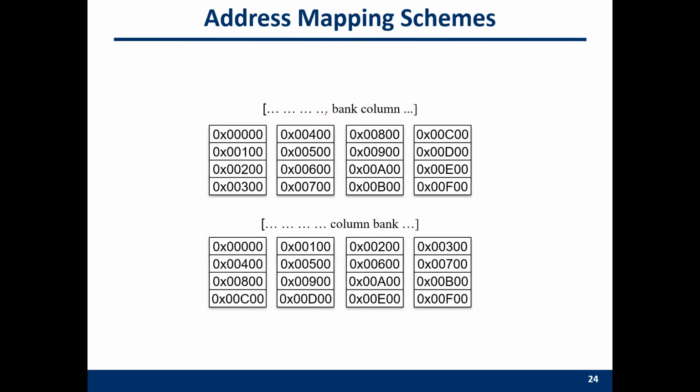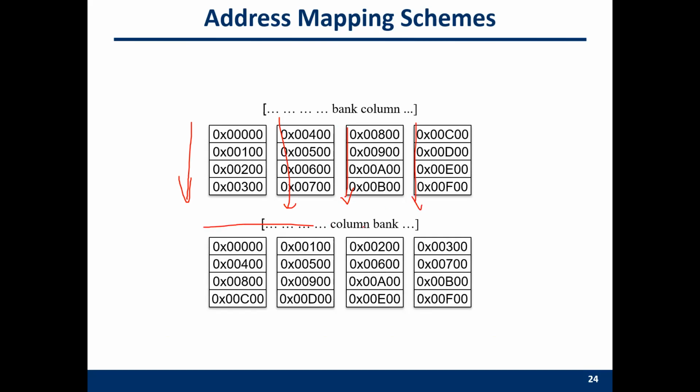So this is the address mapping scheme, different address mapping schemes. Either you can map your data in this way. This is the first byte, second, third. And then you go to another bank. And then you go to another bank. And then you go to another bank.